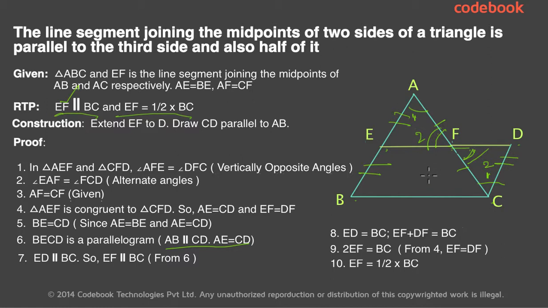And next, we also know that ED is nothing but EF plus FD. But ED is equal to BC because they are opposite sides of a parallelogram. So EF plus DF is equal to BC. But we know that EF is equal to DF because we have proven that these two triangles are congruent, so these two sides must be equal, right? Substituting DF with EF, we get 2EF equal to BC, which means EF is equal to half of BC. So we have also proven that the line segment joining the midpoints of two sides of a triangle is parallel to BC and also half of BC, which is the third side of that triangle.